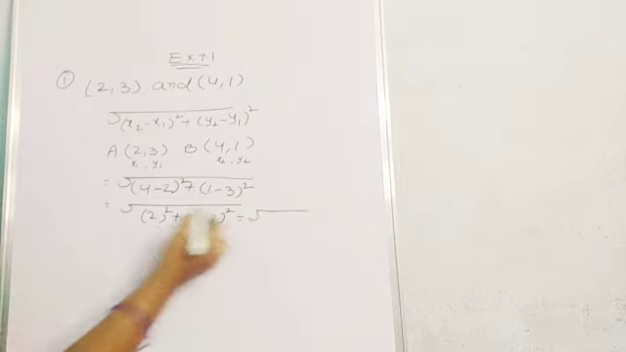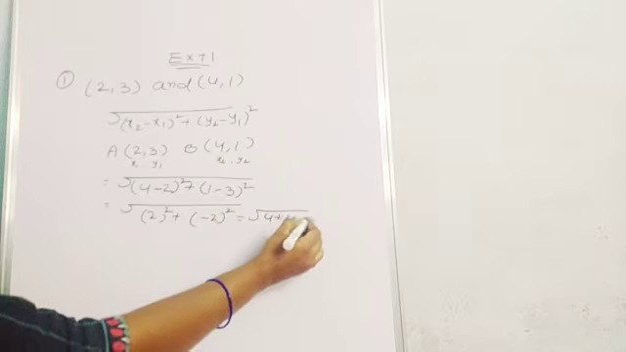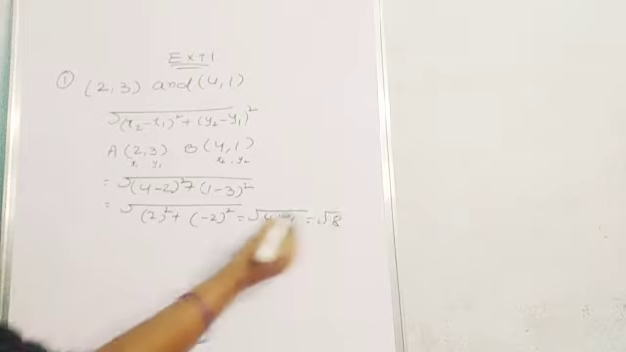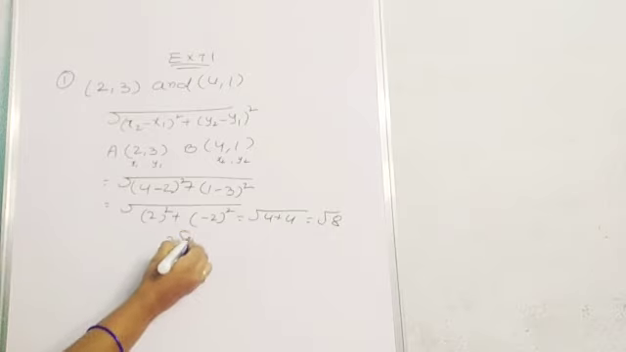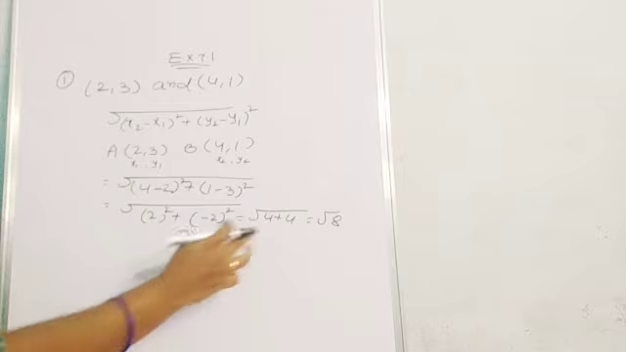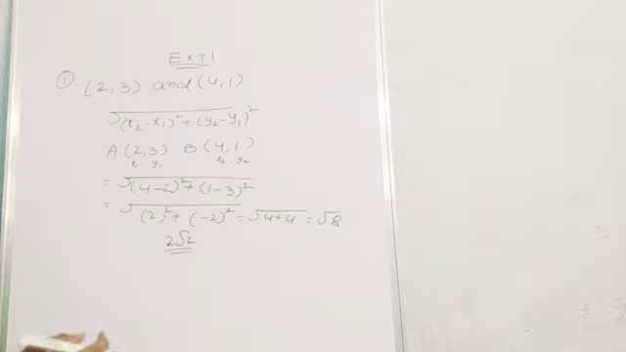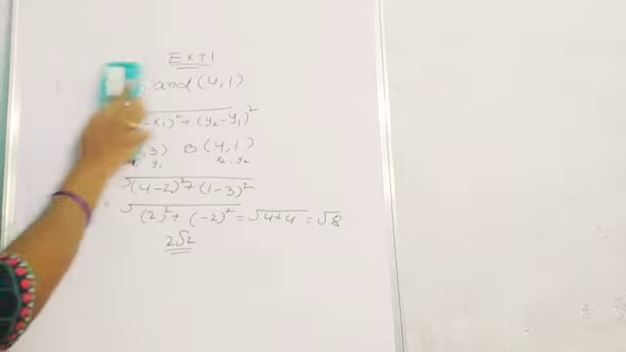That equals 2 2s are 4 plus 2 2s are 4. What will we get? Root 8. Root 8 we have to write as 2 square root 2, since 2 2s are 4 and 4 2s are 8. So root 8 we write like this. This is the distance between those 2 points. Understood? Next, the second one.